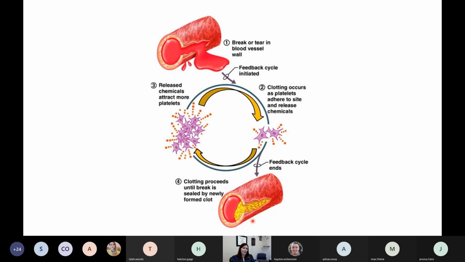Any other questions about positive and negative feedback loops? The way we keep things stable, right? Flat and stable.